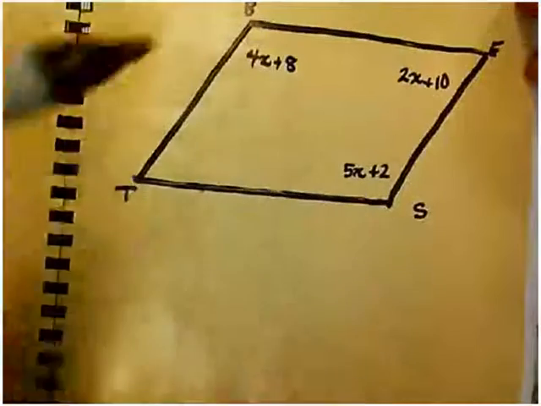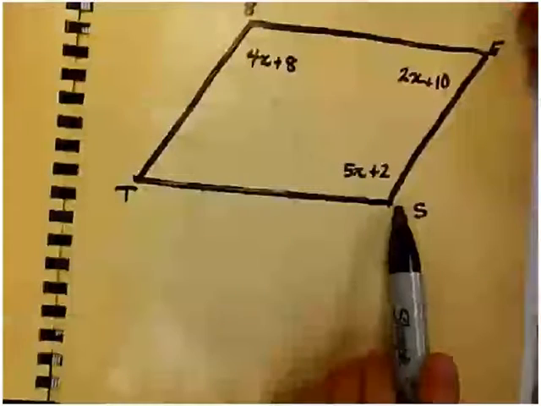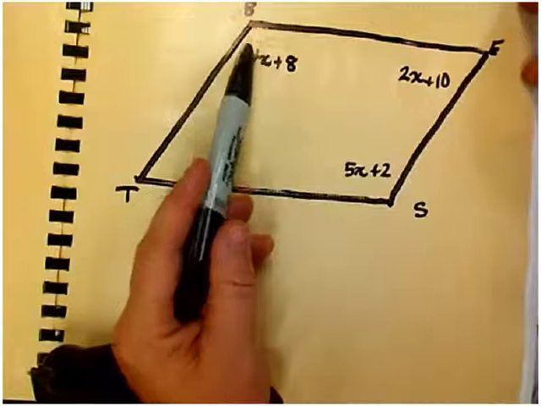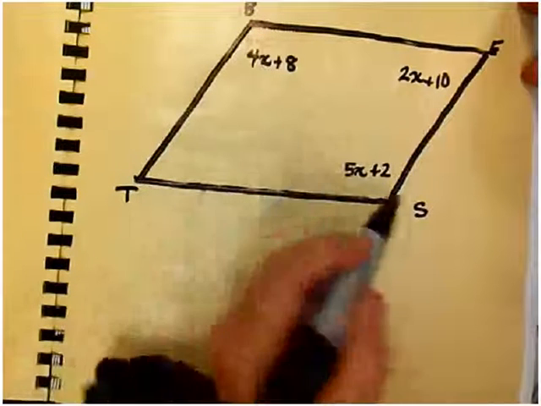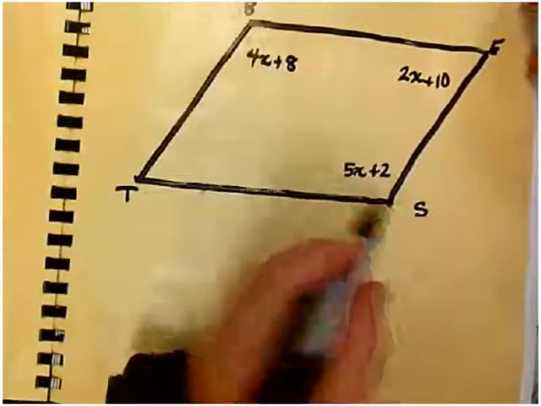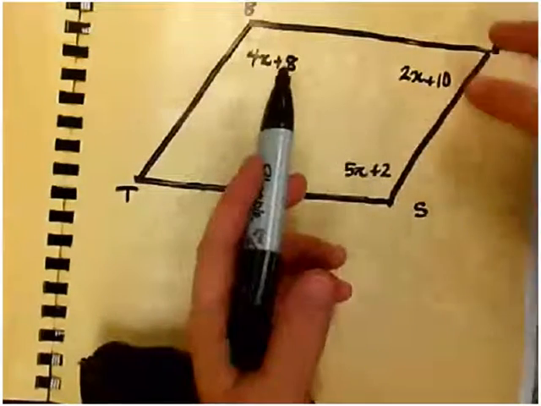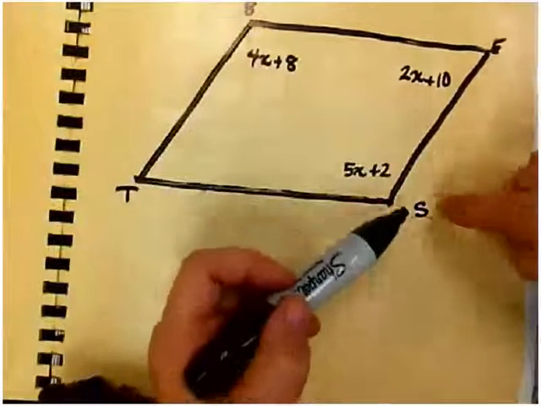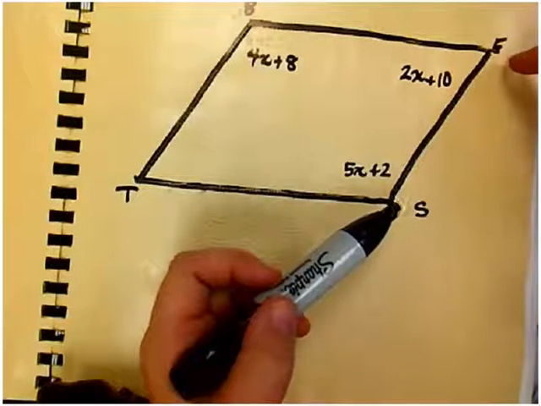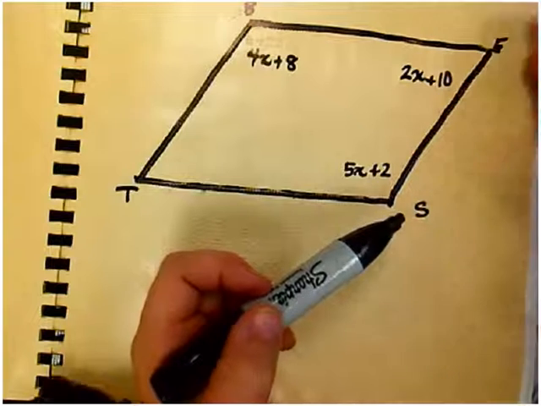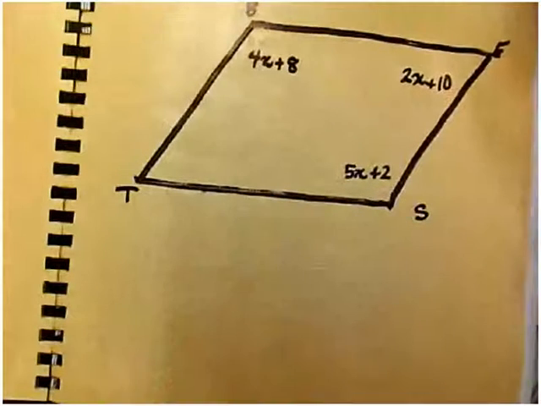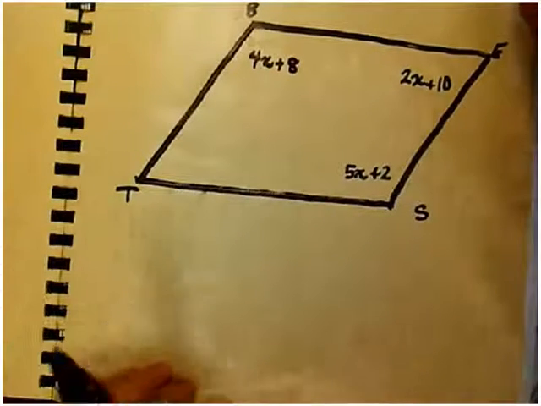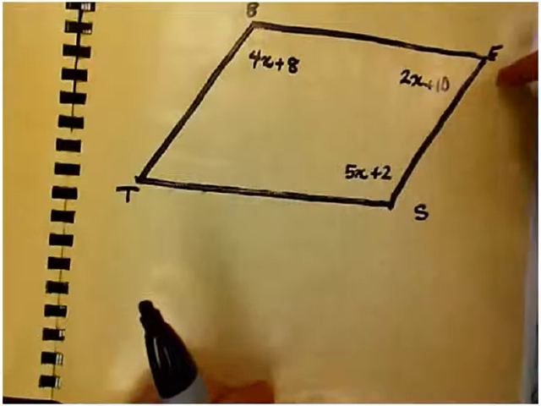We also then could say, well, BT is parallel to ES. We have some transversals with ST and BE, and the angle at vertex B, 4x plus 8, is congruent to the angle S because they would be alternate interior angles. So you have two ways you could solve for x here. You could either make B equal to S, or you could make S plus E equal 180 degrees because they're consecutive.